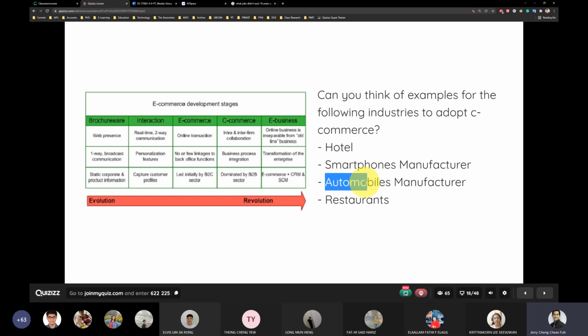Same thing goes with automobiles. Who can they work with? What about restaurants? Can restaurants actually collaborate further with other businesses to provide better solutions? So Yuan Ming is saying, can I say restaurant? It is so popular now. So you mean what? Hotels working with restaurants, is it? Hotel with restaurants.